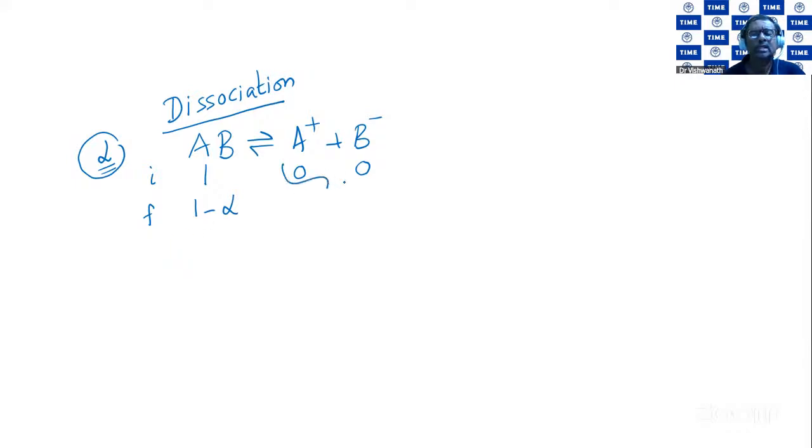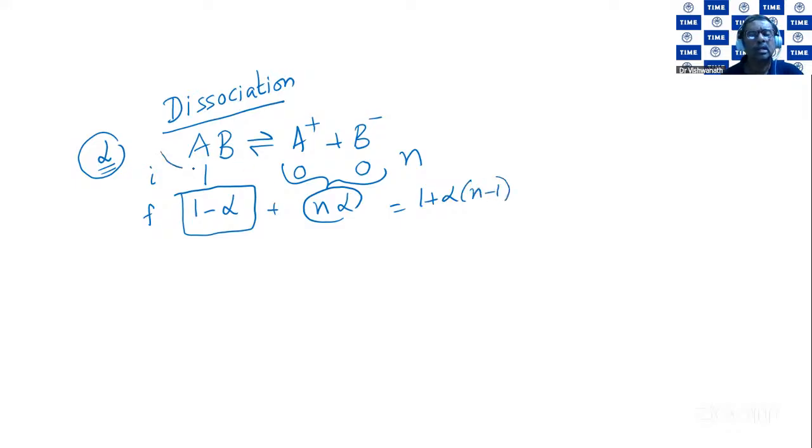And let us say that these ions are n in number. So this will be n alpha. For example, for NaCl, n is equal to 2. For Al2(SO4)3, n is equal to 5. So like that. Out of 1, alpha have gone and those alpha have become n alpha. So what is the total number of particles now? 1 plus alpha into (n minus 1). So you thought that there was only one particle and now there are so many particles, right? So it has become abnormal.